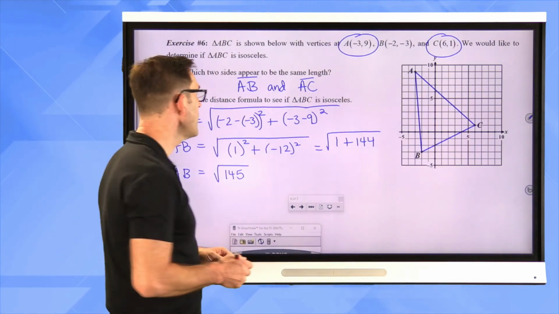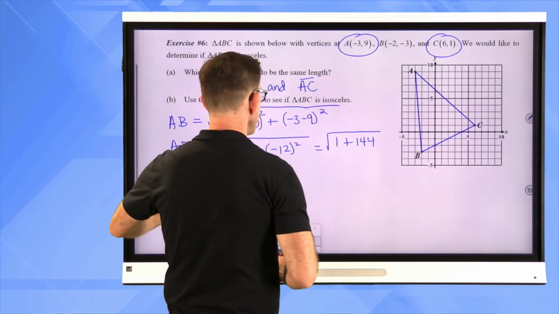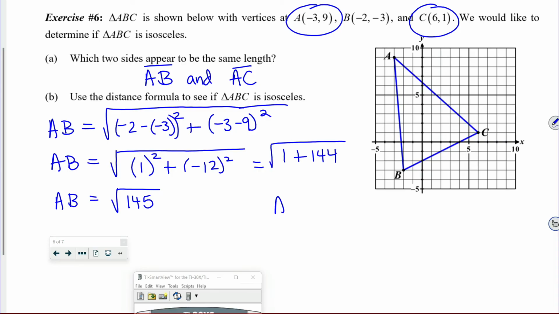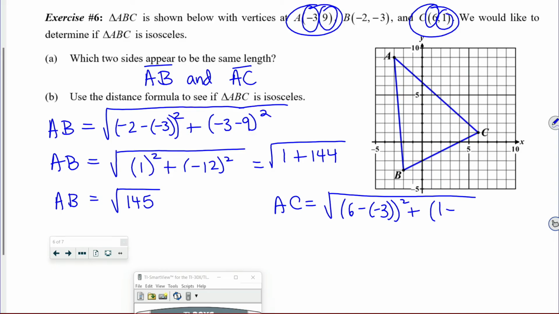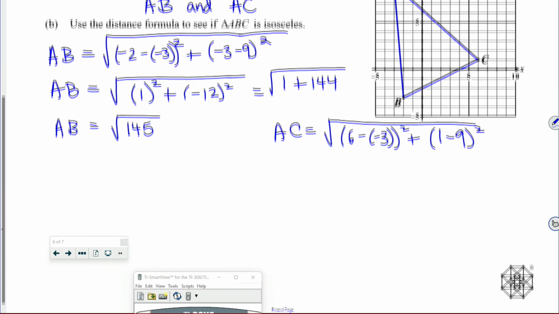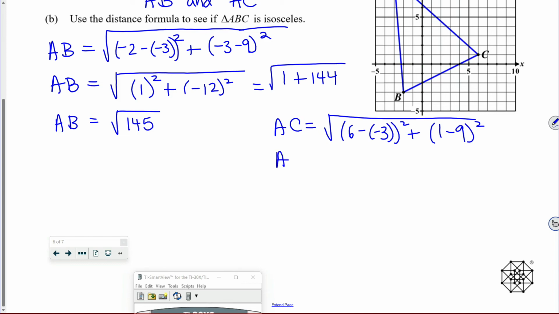All right, well, let me start it right here so that it's still sort of on the screen. So AC equals the square root. All right, so I'm going to call this my x2 and my x1. So I'm going to have 6 minus negative 3 squared plus 1 minus 9 squared. All right, now I can kind of move this up out of the way a little bit because I don't need those points anymore.